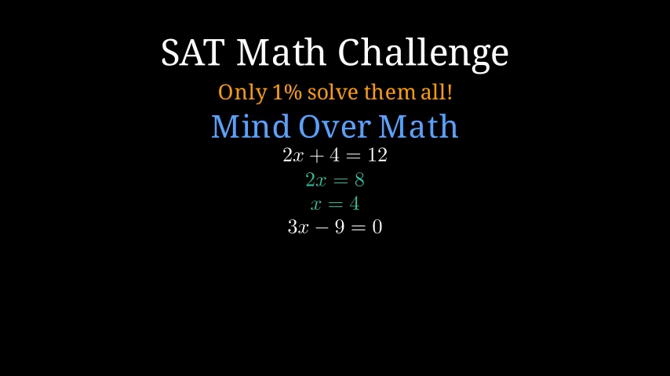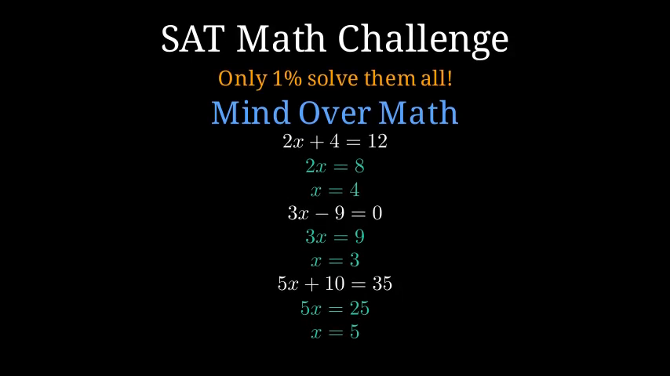Question 2. 3x minus 9 equals 0. Pause and try. Solution. Add 9 to get 3x equals 9. Then divide to get x equals 3. Question 3. 5x plus 10 equals 35. Pause and solve. Solution. Subtract 10. 5x equals 25. Divide by 5.